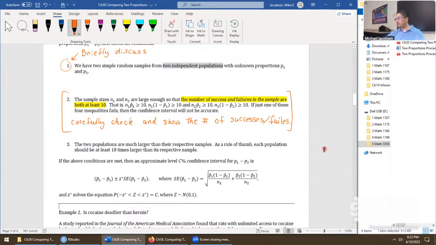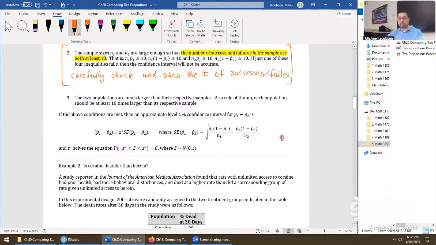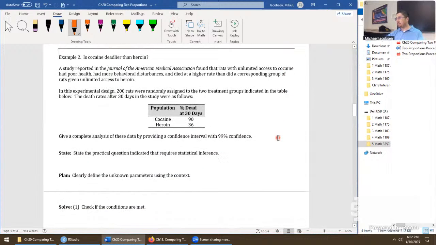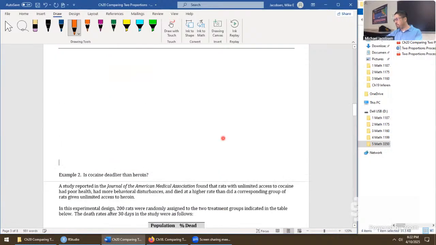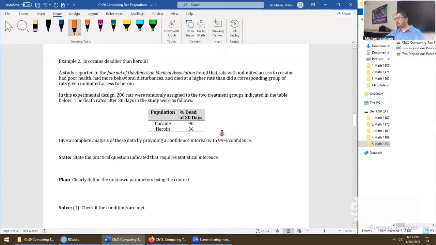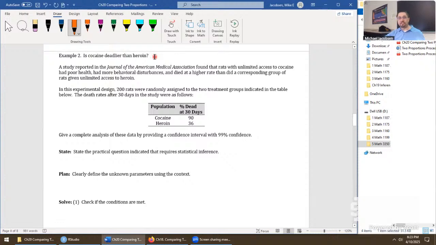Okay, let's give this all a try. We'll cite the formulas above right as we need them. And here's how it goes. Let's maybe put this on the next page too. So, interesting question to start off this problem. Is cocaine deadlier than heroin?